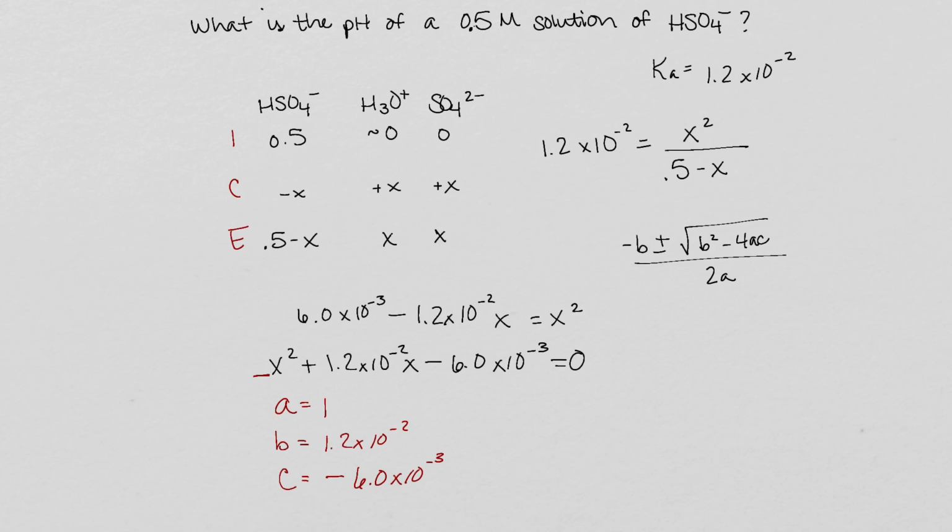And if you do that, you'll get two values, and you'll find that one of them gives you an irrelevant value, so you can't use it. So you need to have the positive value, and you get x equals 0.072. And so that is the concentration of the hydronium ion. So now you can find the pH, the negative log of 0.072, and that's 1.14.